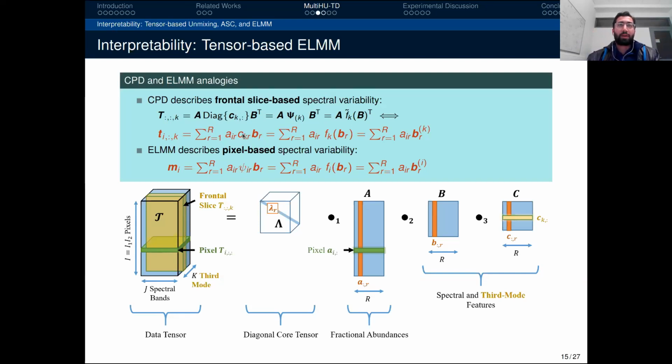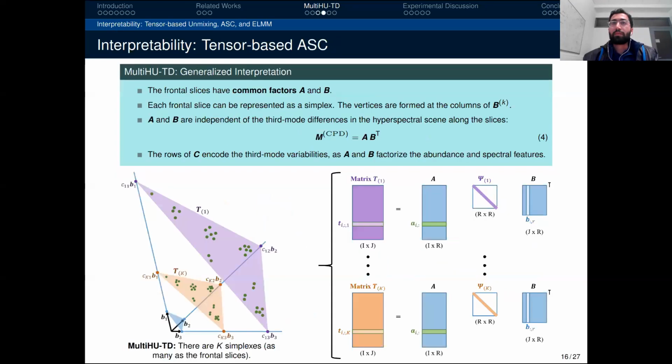So we can see here the parallels between CPD and ELMM. The only difference is that here it's based on each pixel, while here it's based on each frontal slice. And so the parallels are the same, except that in CPD we have fewer degrees of freedom and a better representation of the model, of the variabilities that we impose in the third feature mode.